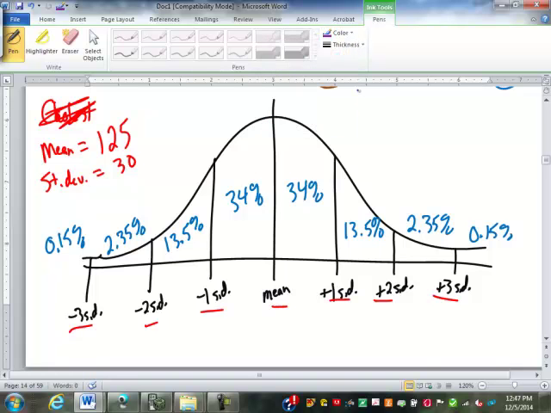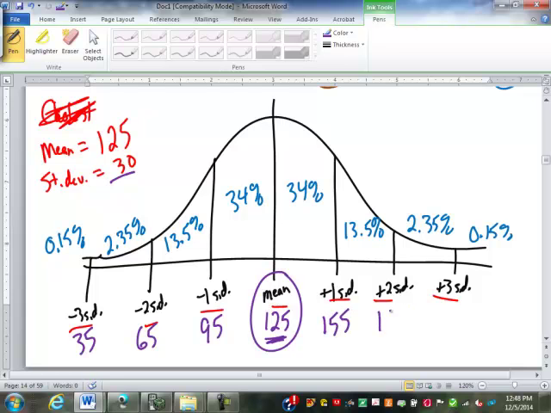What that means, the middle number here, 125, is the mean. Now as we move down to the left, each step we're subtracting a standard deviation. So we're subtracting 30. 125 minus 30 is 95. Minus another 30 would be 65. And minus another 30 would be 35. Going the other direction, we would add the standard deviation. So we'd add 30. So 125 plus 30, 155. Another 30 is 185. And another 30 is 215.